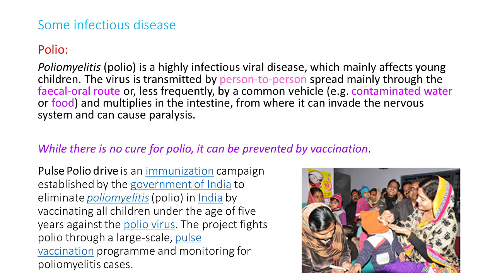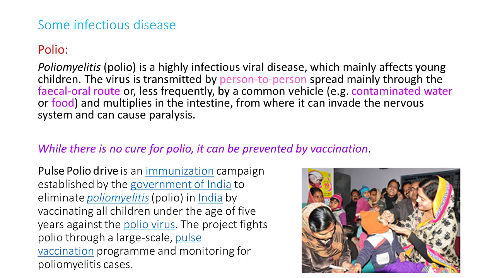For example, polio. Polio is a highly infectious viral disease and it mainly affects young children. The virus is transmitted from person to person through the fecal-oral route or by contaminated water or food. The virus multiplies in the intestine, from where it can invade the nervous system and cause paralysis. There is no cure for polio, but it can be prevented by vaccination.